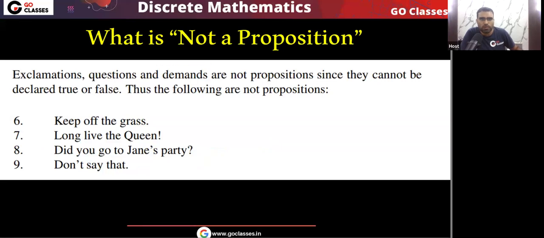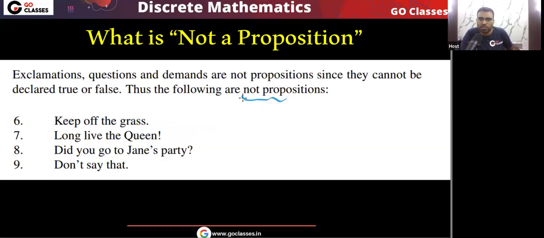Similarly, a demand is not a proposition. An exclamation is not a proposition. Very simple point. For example, keep off the grass. This is an imperative statement. Next, long live the queen. This is also an imperative statement. Don't say that. This is a command. So you can see command, question, exclamations, these types of sentences are not propositions. I hope this point is clear.